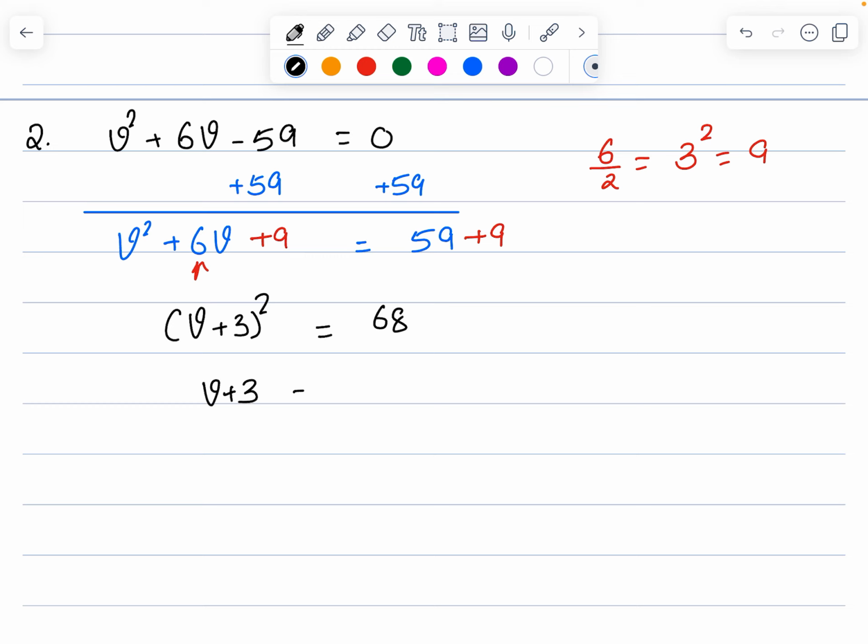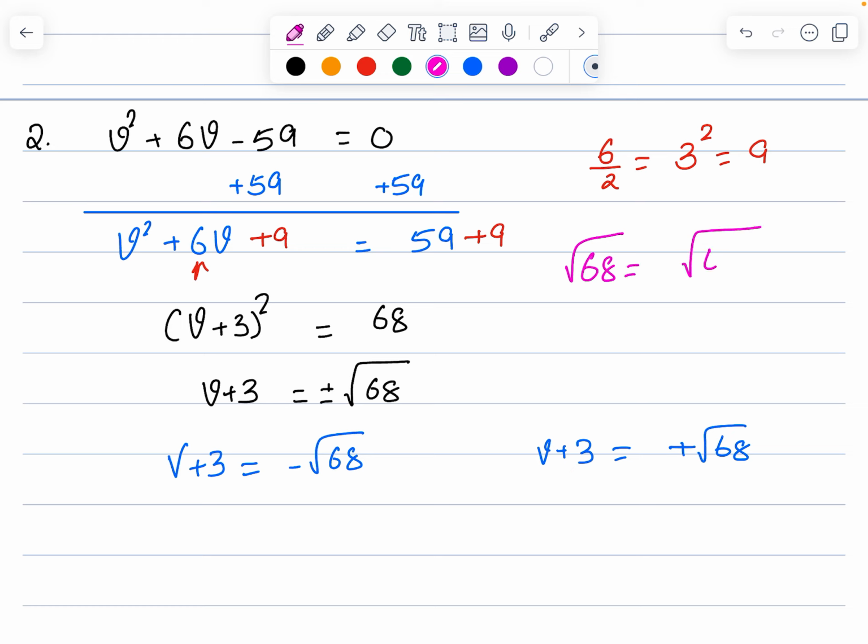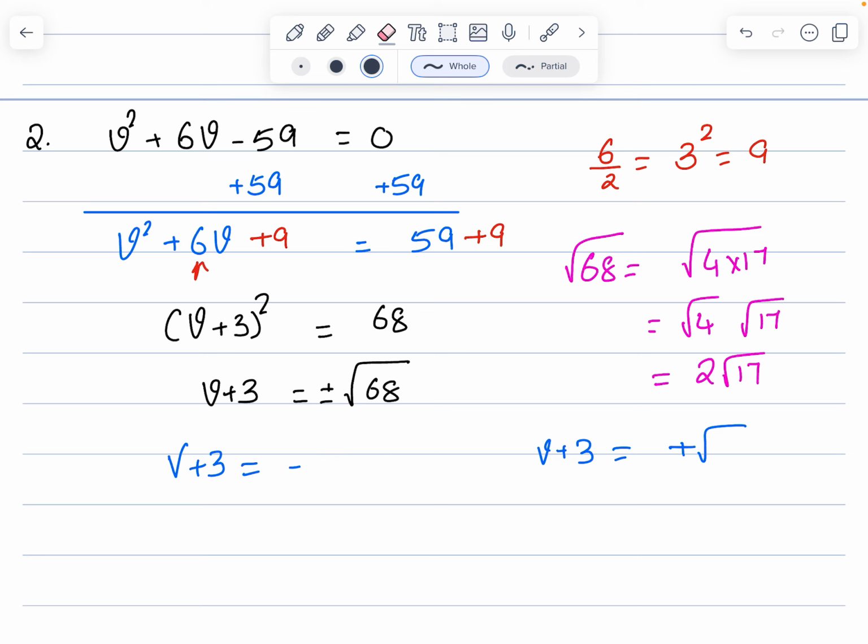So V plus 3 equals plus or minus square root 68. One time I'm going to take positive square root 68, another time negative. So V plus 3 equals negative square root 68, and V plus 3 equals positive square root 68. What we can do is, square root 68 can be written as square root of 4 times 17, which is square root of 4 times square root of 17. Square root of 4 is 2, so 2 root 17. So square root 68 can be written as 2 root 17, the simplified form, every time. So erase that square root 68 and write it as 2 square root 17.